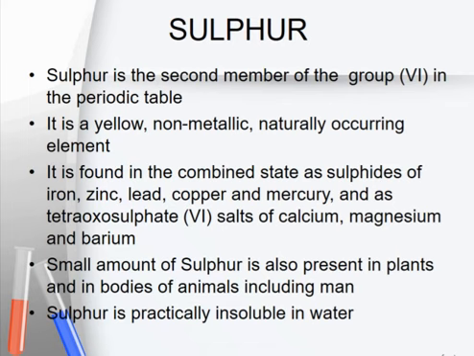A small amount of sulfur is also present in plants and in the bodies of animals, including man. Likewise, sulfur is also present in some proteins. Sulfur is practically insoluble in water, which suggests that sulfur is a covalent element.